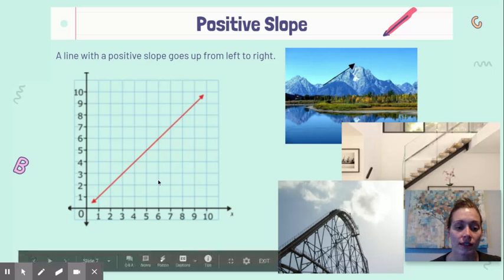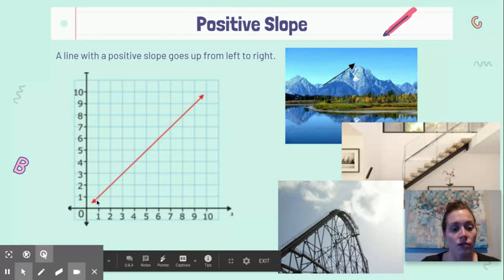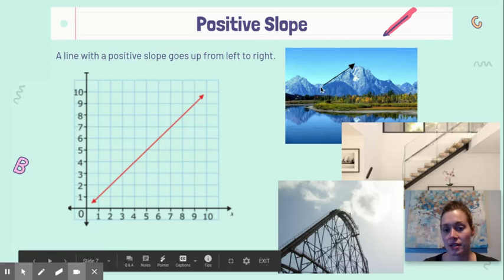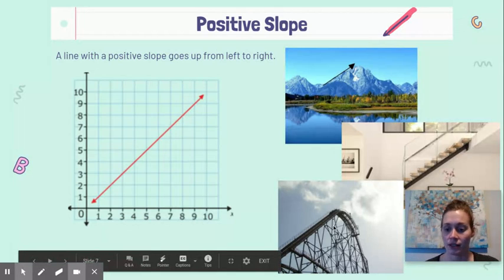So if I look at this line from left to right, we can see that the line is going up. Just like you can see in my examples here. This mountain from left to right is going up. The staircase from left to right is going up. The roller coaster from left to right is going up. From left to right, if it's going up, we should have a positive slope.